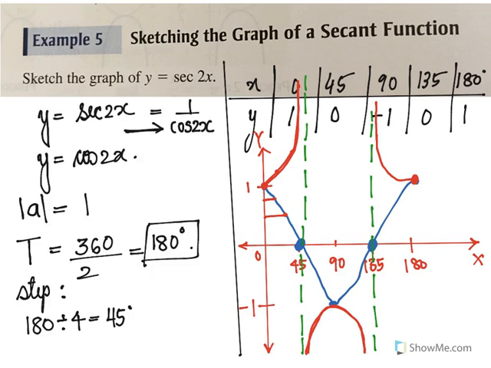So the red color graph that you see on the screen, the red branches with the green lines together form the secant 2x graph. This is how you use the cosine function to graph the secant function.